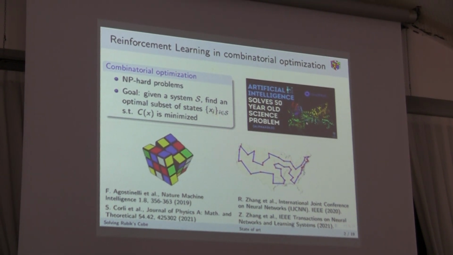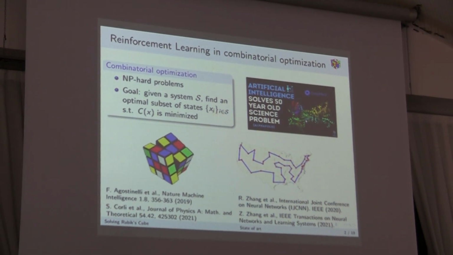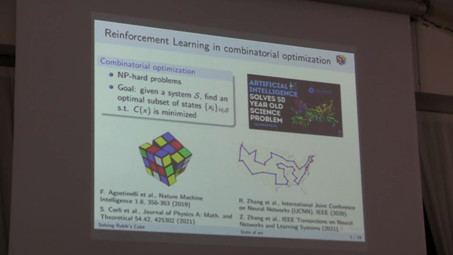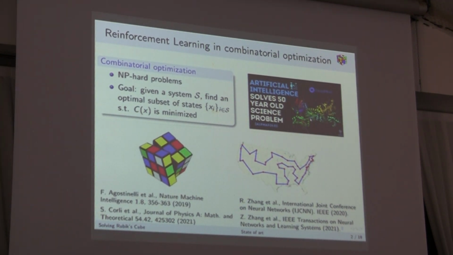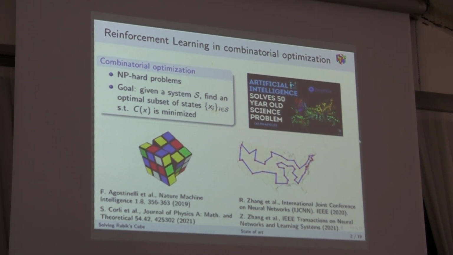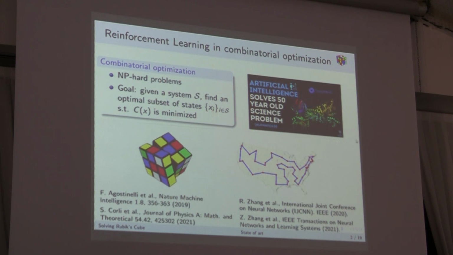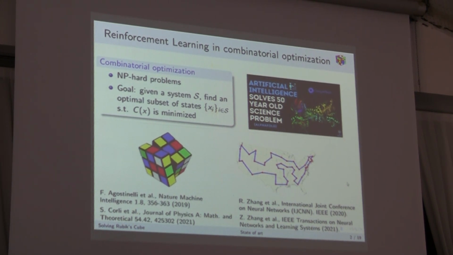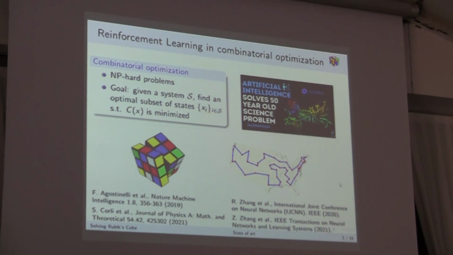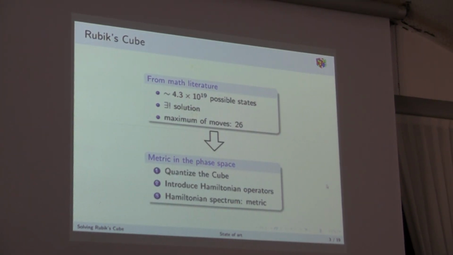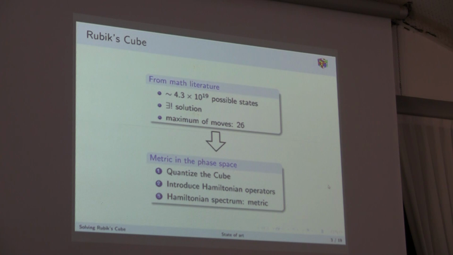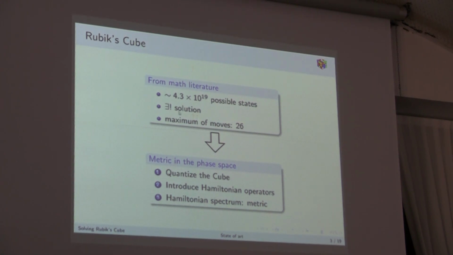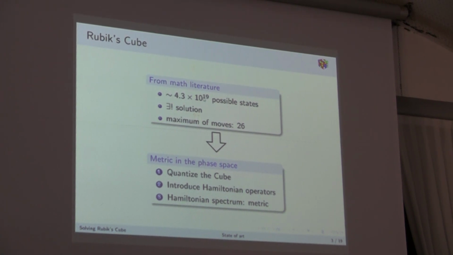For example, a great result, a great achievement by the Google team of DeepMind is finding the native configuration for proteins, but the reinforcement learning has been applied for example, for solving the Rubik's Cube and even for the traveling salesman problem. And let's say that Rubik's Cube and protein folding share a common issue, that is we have so many possible states, many possible configurations, but only one solved configuration.